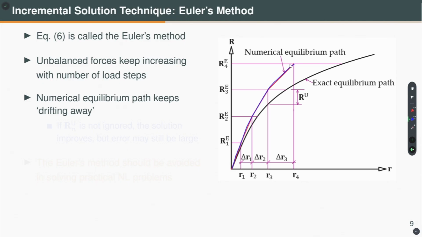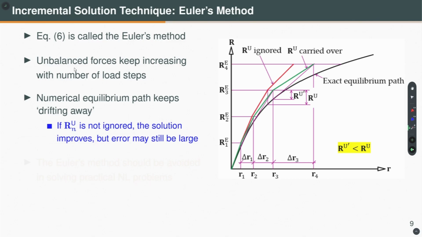What do you see? This is my exact force displacement equilibrium path, and this numerical solution is actually drifting away from the exact solution, because the RU, the unbalanced force, keeps increasing. Now, there is a way we can reduce this unbalanced force from growing so rapidly. If we consider this RU, which I said was 0, and do not ignore it, it is non-zero. We know it is non-zero.